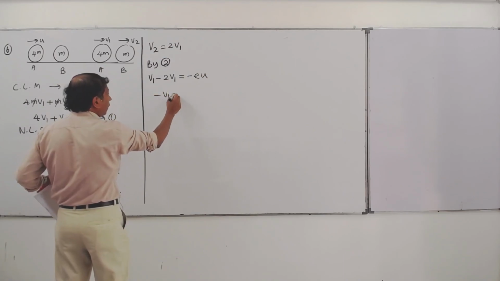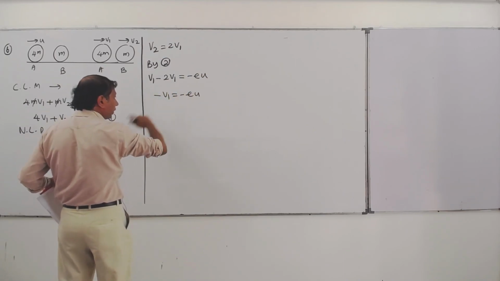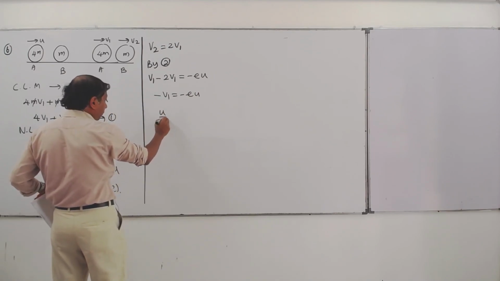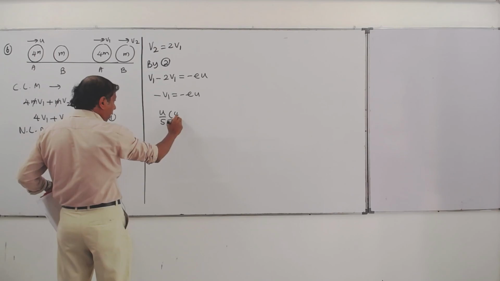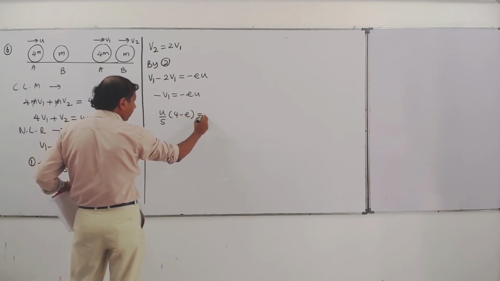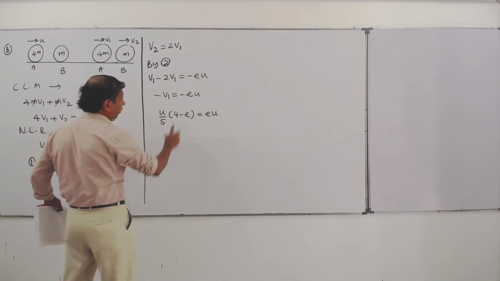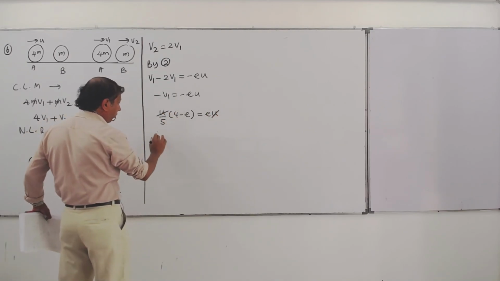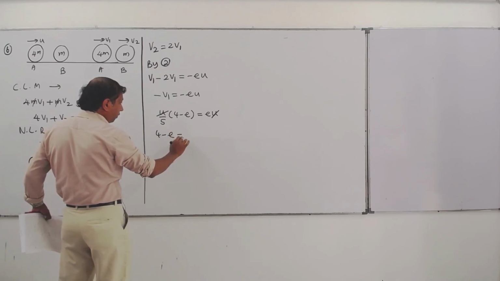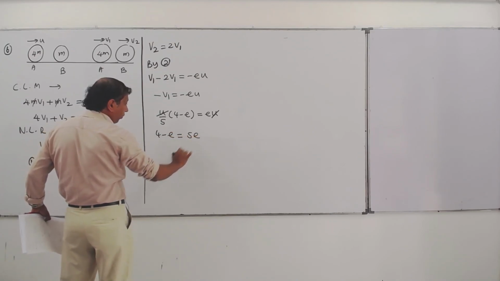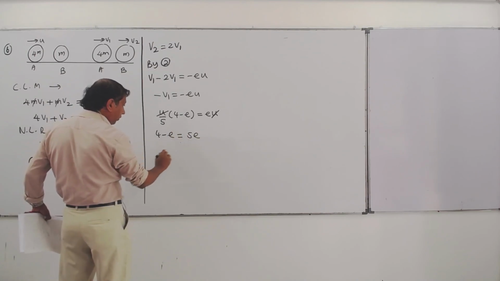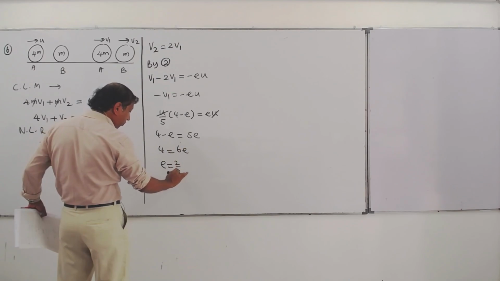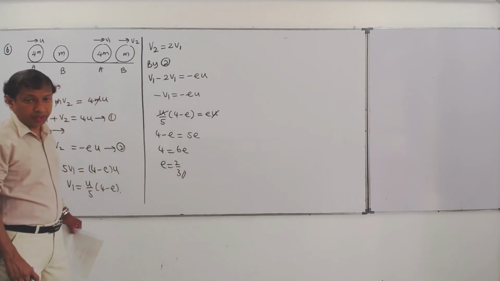This is minus v1 is equal to minus eu, the minus signs you can cancel. Now substitute for v1 this answer: u divided by 5, (4 minus e), equals eu. We cancel the minus signs, and u can cancel down. 4 minus e is equal to 5e. This is the right hand side. Equals 2/3. You get the answer like that.